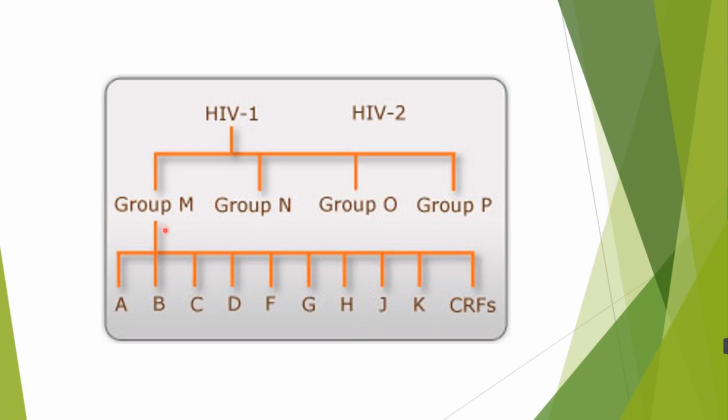Within Group M, we have a variety of subtypes. We call these clades, C-L-A-D-E-S, A through K, and then we have what we call circulating recombinant forms. Now, in terms of the clades, these subtypes of Group M, the circulating recombinant forms are actually mosaics of these subtypes or clades. And we have a link to a website for the circulating recombinant forms that we'll get to in a minute.